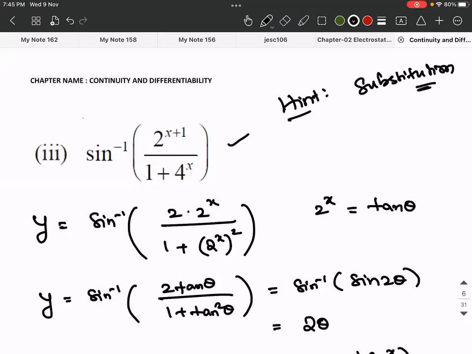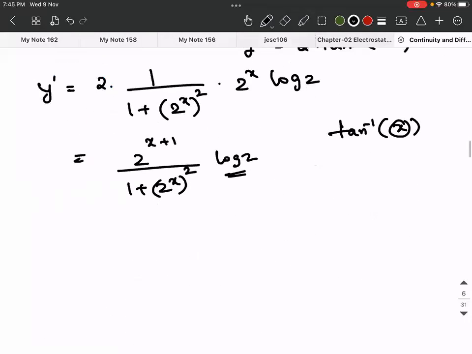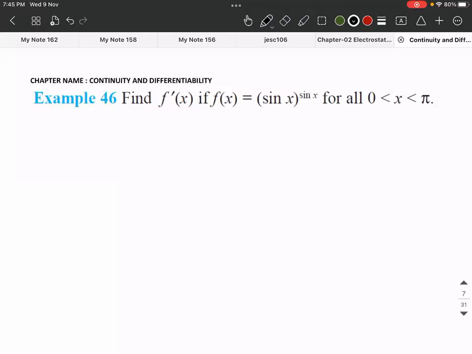See, there is something called composite functions. If there is a function within another function, you should always use chain rule. That's the meaning. Can you try this? Find f dash of x, if f of x is equal to sin x power sin x. So what should I do? Y is equal to sin x to the power of sin x.